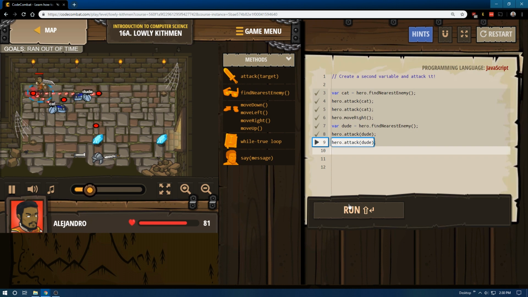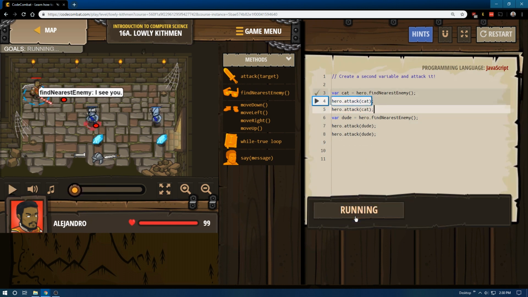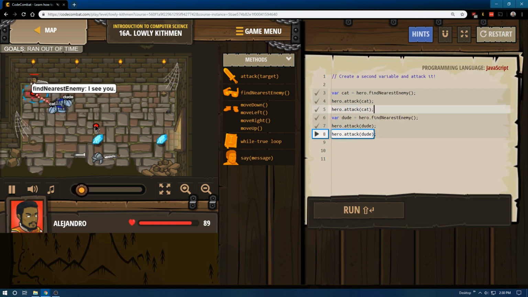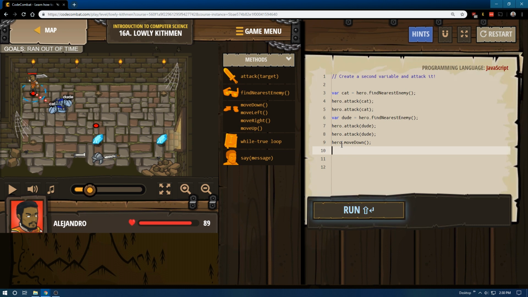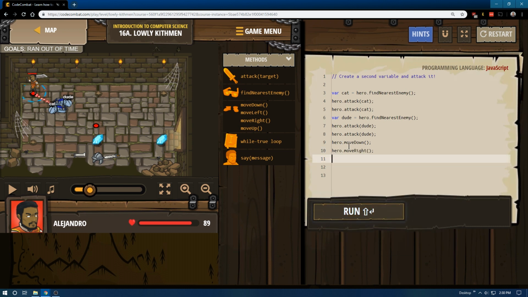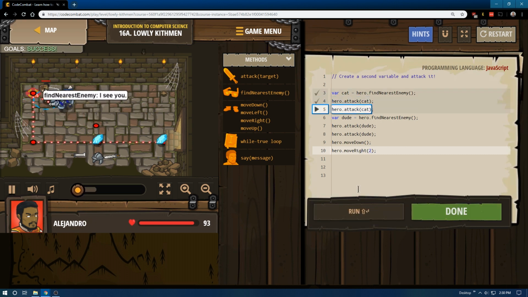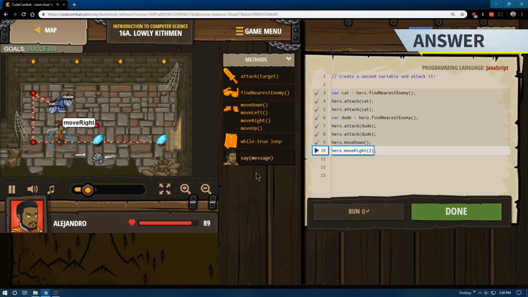Good. No, where's the... So I guess you don't need to move here. Let's get rid of these enemies first, and now let's do the moving. Let's go down, and then right two. Let's try this. Down, right once, right twice, and there we go.